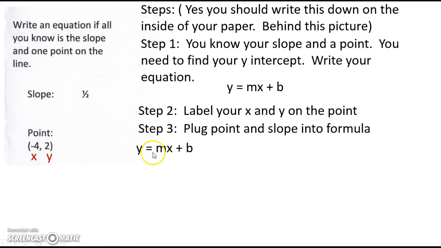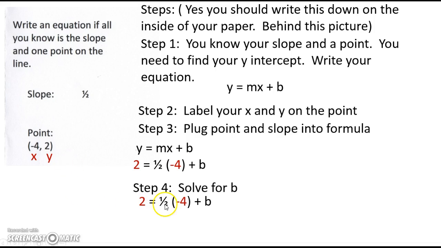Okay, our slope is right here, it's 1/2. So where the m is, you're going to put a 1/2. Your y is 2 from right here, so where the y is, you're going to put a 2. And your x from over here is a -4. So you're going to put in the -4. Okay, then you're going to solve for b. Basically, use multiplication, addition, subtraction, whatever operation you need to do, and you're going to solve for the b.